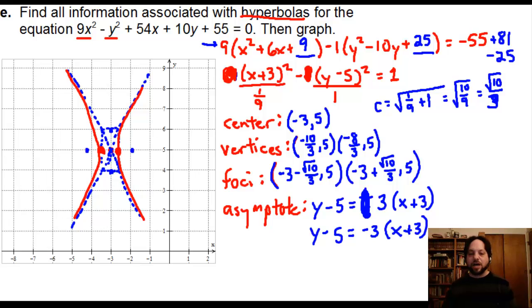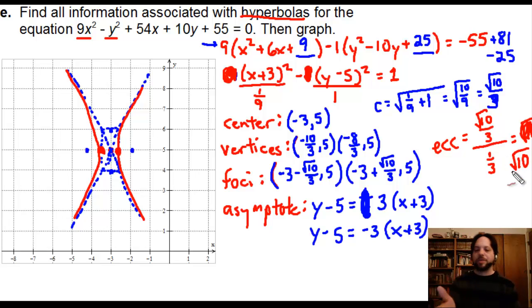Speaking of the eccentricity, let's go ahead and take a look at that real quick. My eccentricity is, of course, going to be my c value, which is the square root of 10 over 3, divided by the length of my major axis, which in this case is just 1/3. And so if we do that, we get an eccentricity of square root of 10. I believe I was saying that the eccentricity was square root of 10 over 3 earlier. That's not the eccentricity. That's just the focal length. But there's my eccentricity. Again, it is greater than 1. I wasn't wrong about that. Eccentricity greater than 1 tells me that it's a hyperbola. Well, with that, let's take a look at one more problem where we're given information and we have to find the equation. And then we'll do some calculus.